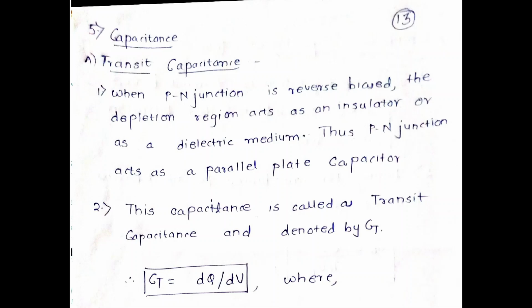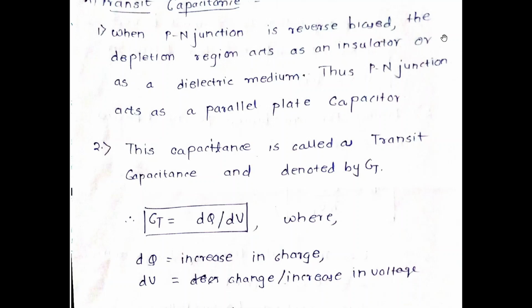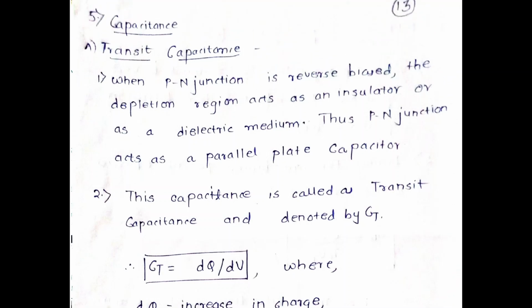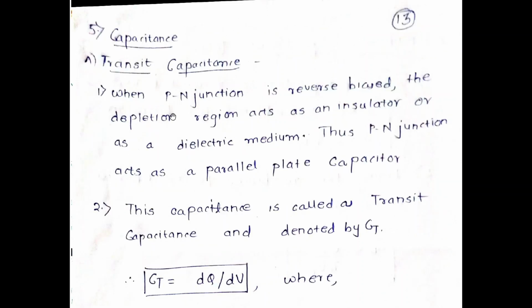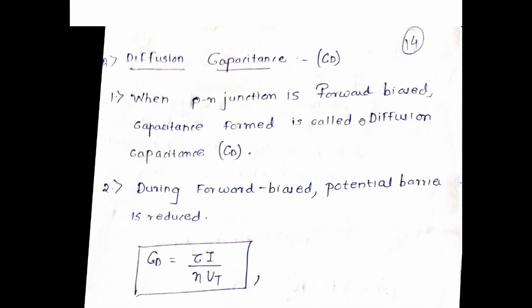Now there is something called as the capacitance. You have two kinds of capacitance. One is the transit, other is the diffusion. The transit capacitance basically exists in the reverse biased mode. I repeat, the transit capacitance exists in the reverse biased mode, whereas the diffusion capacitance exists in the forward biased mode. So if you see, when a PN junction is reverse biased, the depletion region acts like an insulator. Obviously, there is no flow of current actually happening. But in a diffusion, the PN junction is forward biased in case, and the capacitance formed is diffusion capacitance.